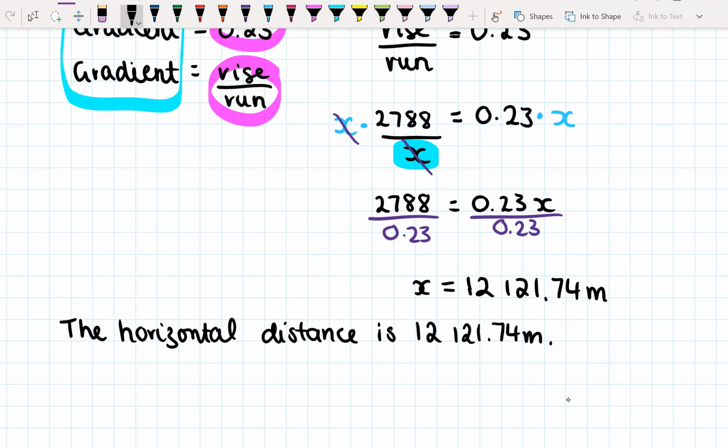That's really it. So we've done 2 versions of this. We've looked at it in both directions. That should give you a bit of an idea of how this works.